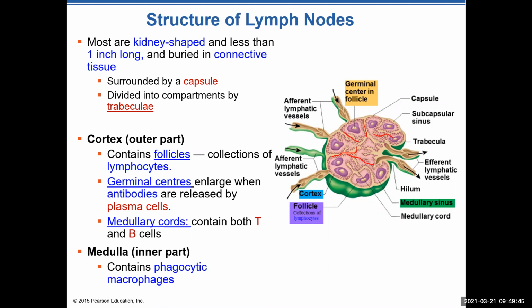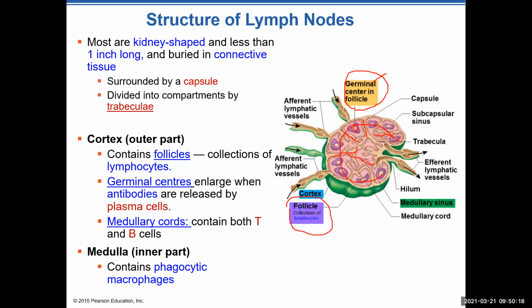We said that the outer cortex of the lymph node is very rich in these purple colored things, called follicles, which are nothing but collections of T cells and B cells. In the center you have this yellow colored germinal follicle, which is very rich in antibodies. And this is the medullary area, present here.